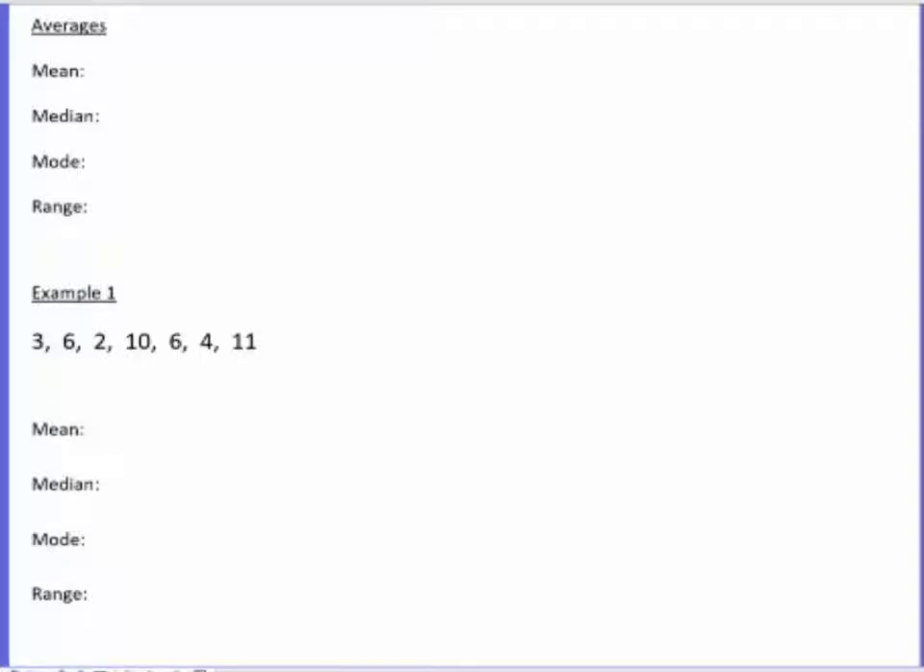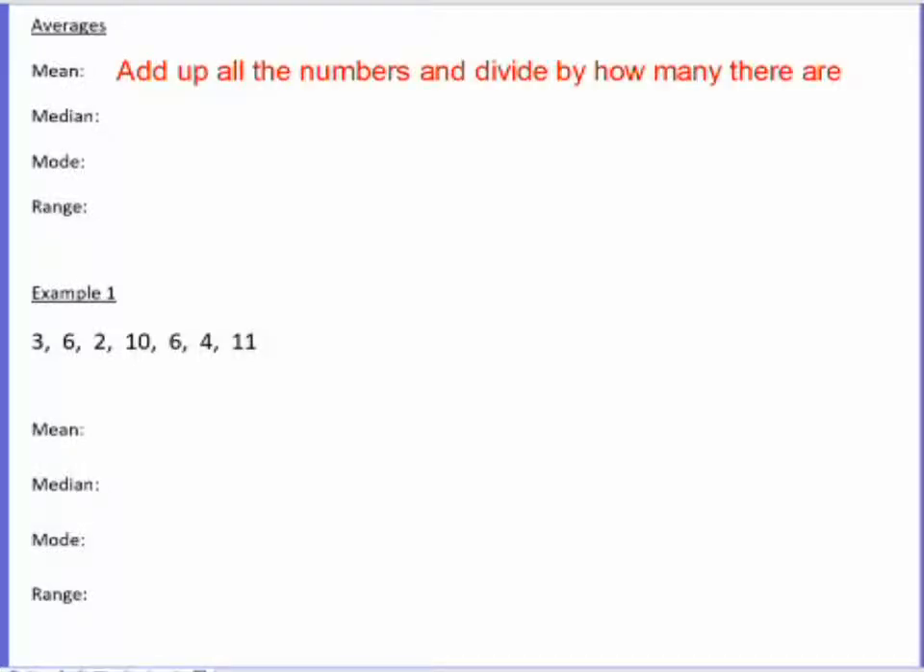You will sometimes be asked to work out different averages for a set of data. There are 4 that you need to know the definition of. The first one is the mean. The mean is where you add up all the numbers and then divide by how many there are.